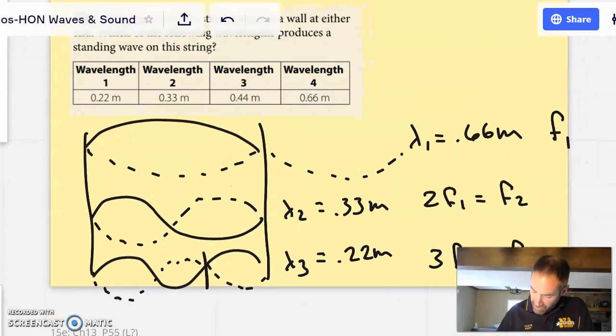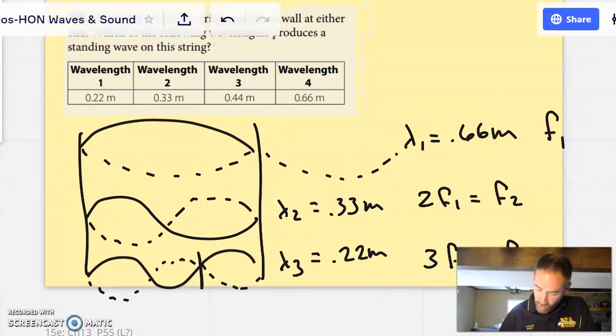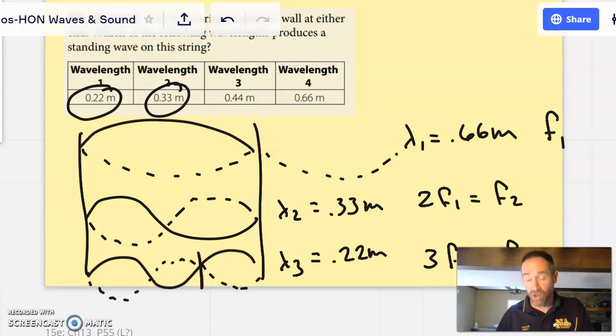So I'm ready to answer this now. They said which ones will produce a standing wave. Well, 0.22 does. It produces the third harmonic. 0.33 does. It produces the second harmonic. And 0.66 does, and it produces the fundamental, or the first harmonic. The one that doesn't is 0.44.